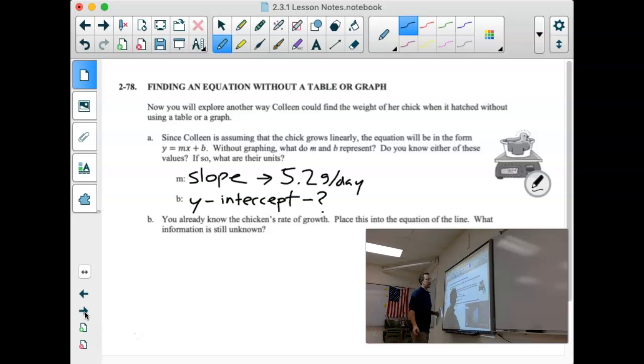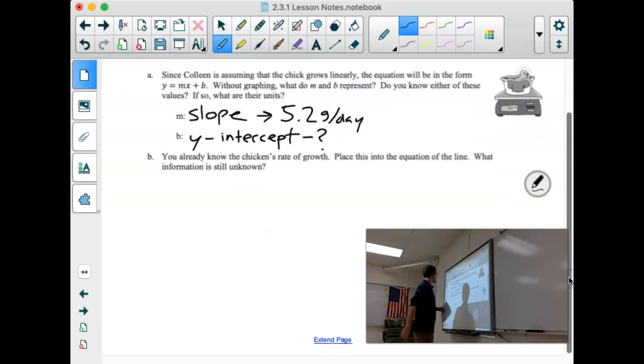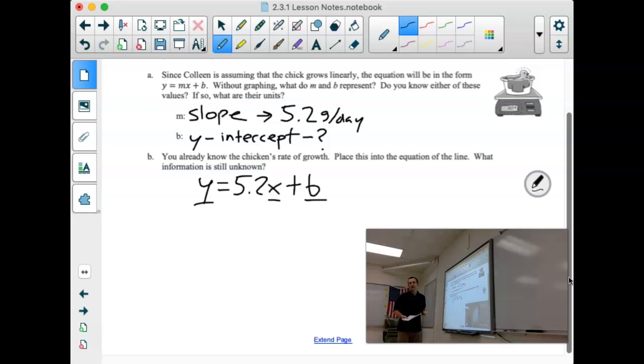But if we go down to part B, we're going to think about this just a little bit differently. We already know the chicken's rate of growth. We're going to put that into the equation. So we know that y is equal to 5.2x plus b. We don't know b, and we don't know x, and we don't know y. But actually, I think we do.